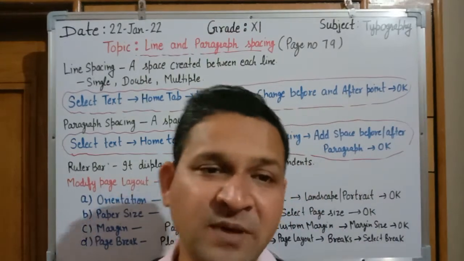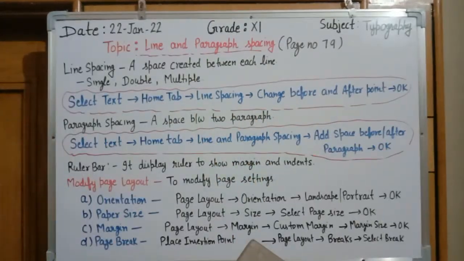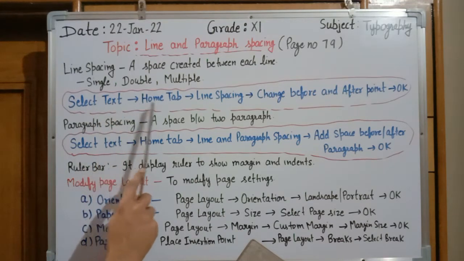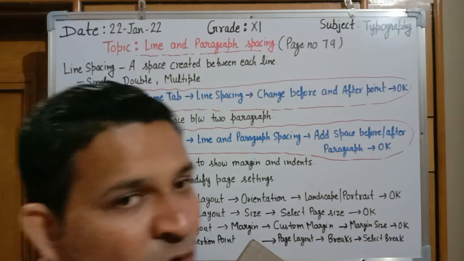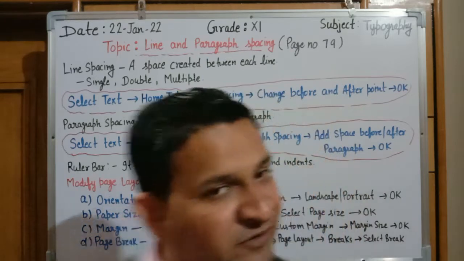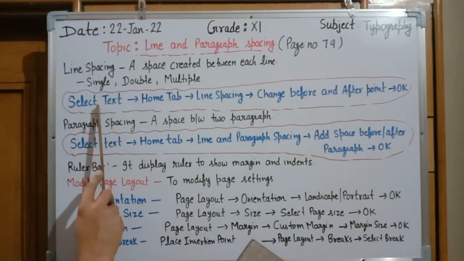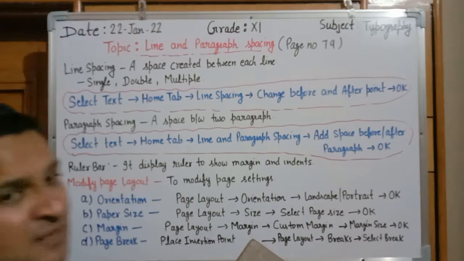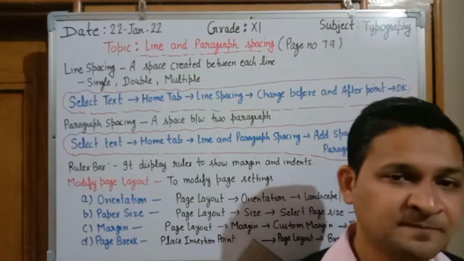How to adjust the space in a line space? To adjust the space, we will select the text. We will select the paragraph text. Afterward, we will go to the home tab. Home tab is available on your main screen. It is the first tab of your MS Word window. So we select the text, then we select the home tab option. In home tab option, we will go to the line spacing option.